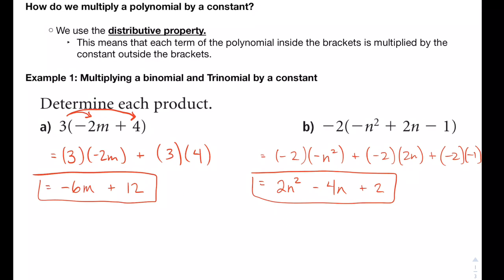Basically, again, all that's happening here is the number on the outside of the brackets is multiplying into each of the terms inside the brackets. Then you multiply your numbers together and keep the variable at the very end. And that's it.